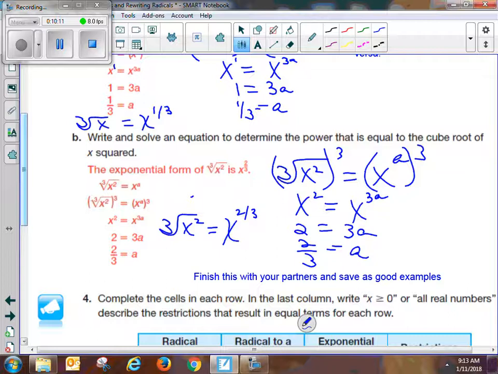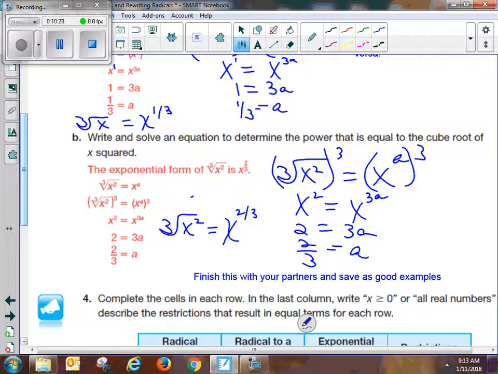Could you come up with your own rule so that we didn't have to do all that math and I could just do the conversion in my head? Okay, so Lindsay, tell me what you're thinking. So the exponent inside the radical is the numerator, and the exponent outside the radical is the denominator.